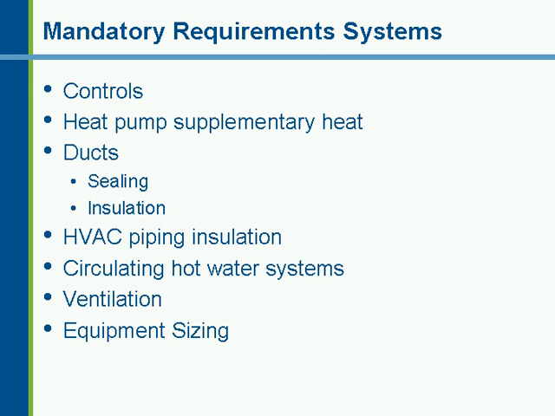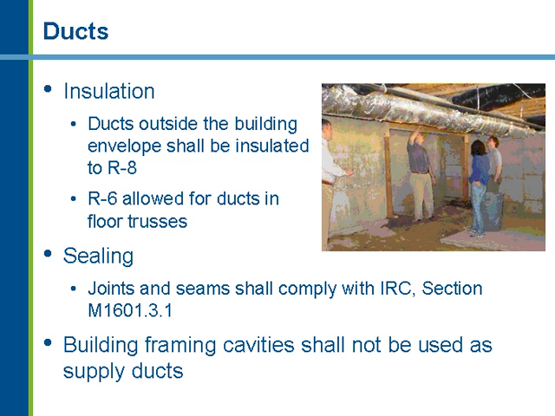But there are some other requirements related to mechanical that are in the code, typically related to mandatory things that you can't trade away. You see the list here. We'll talk about a few of them in detail. Let's talk first about ducts. There is a requirement that ductwork be insulated to a level of R-8 anywhere outside the building envelope.